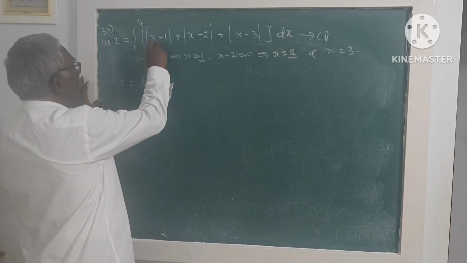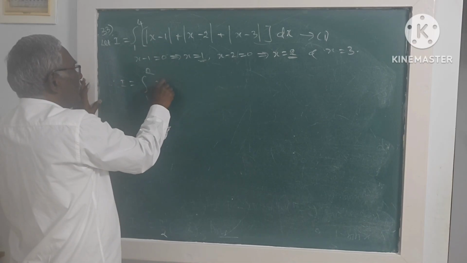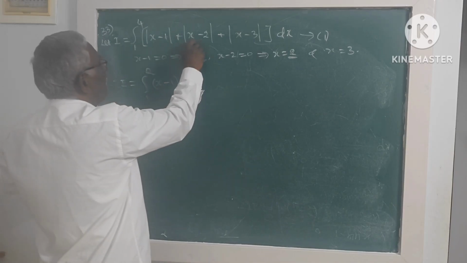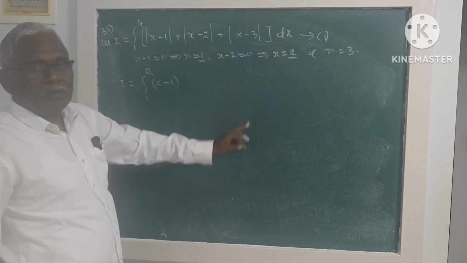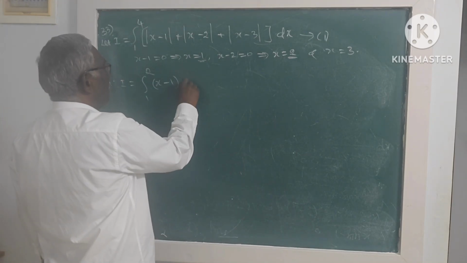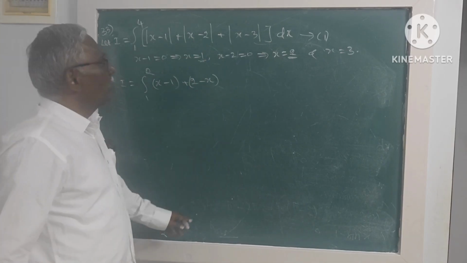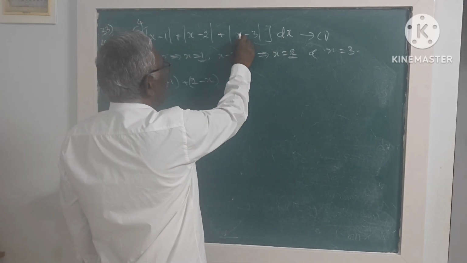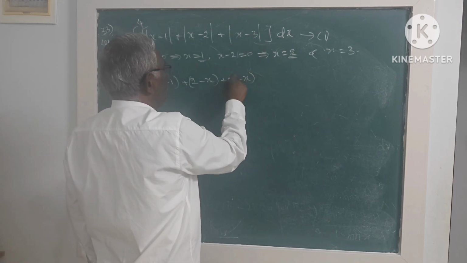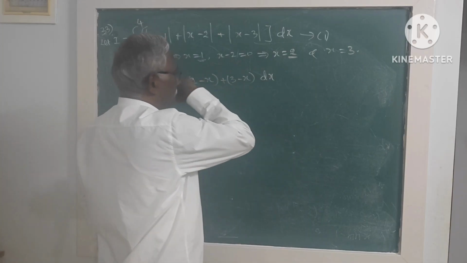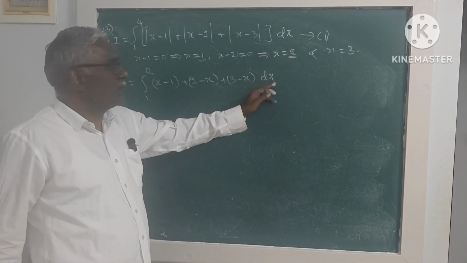In 1 to 2, if you put any value here, 1.5 minus 1 is a positive value, so x minus 1. Here, 1.5 minus 2 is a negative value, so write 2 minus x, that is minus of x minus 2. If you put 1.5 here, 1.5 minus 3 is negative, so put a negative sign. That is 3 minus x, minus of x minus 3 is 3 minus x.